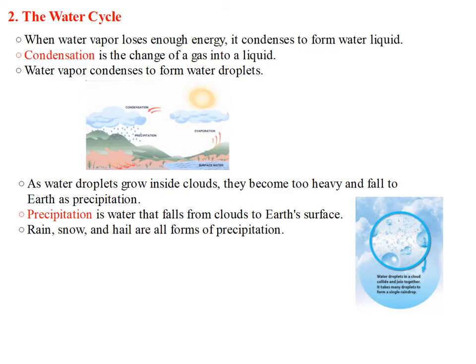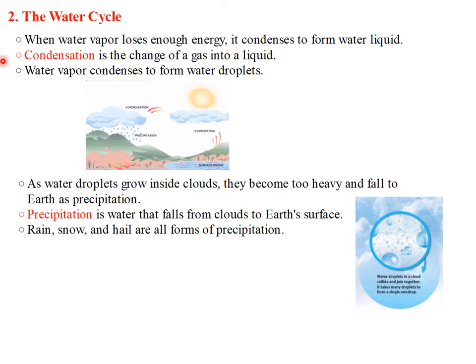So, previously, we have seen that water from the ocean's surface evaporates. What happens to water vapor after it rises into the air? As water vapor rises into the atmosphere, it cools to form clouds. Now let's see the next step of the water cycle. When water vapor loses enough energy, it condenses to form liquid water. And we already know that condensation is the change of a gas into a liquid. So water vapor condenses to form water droplets.